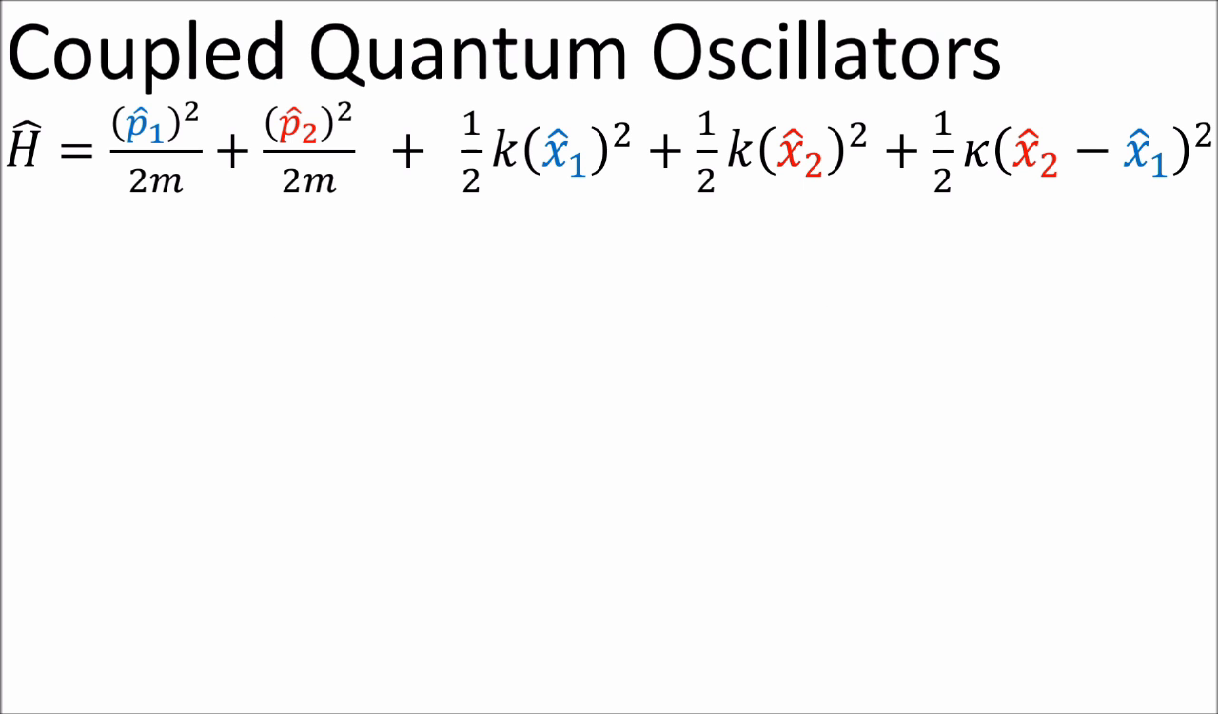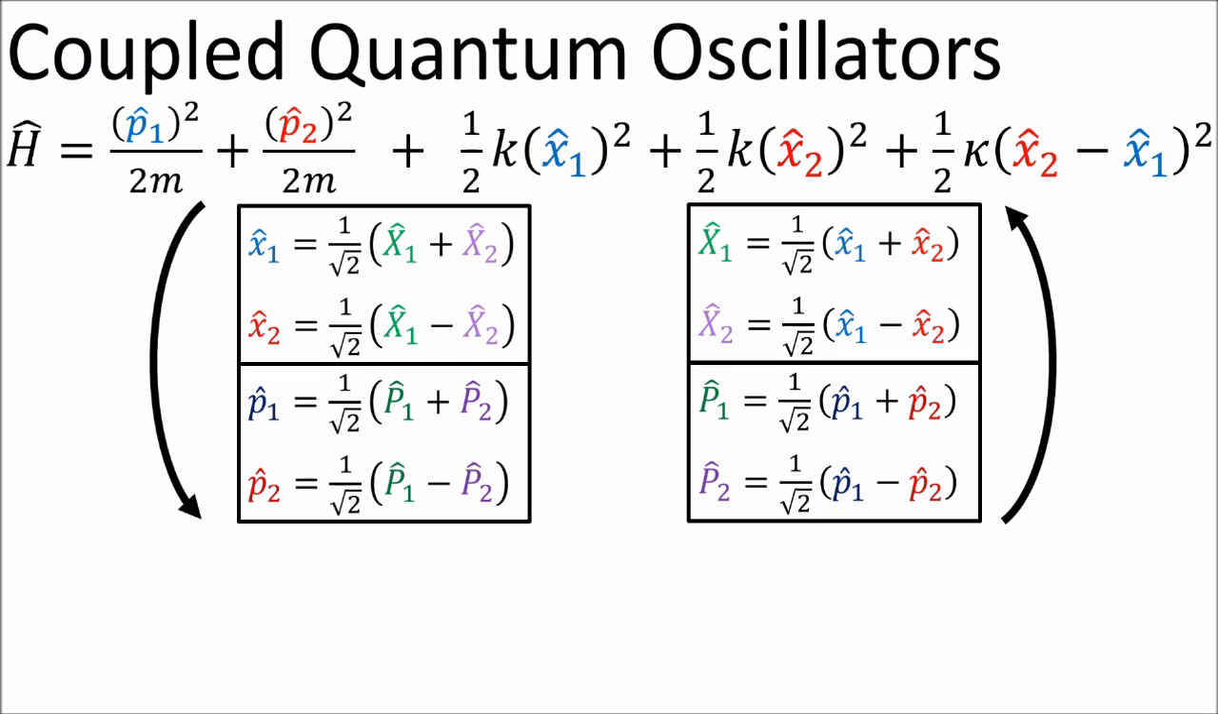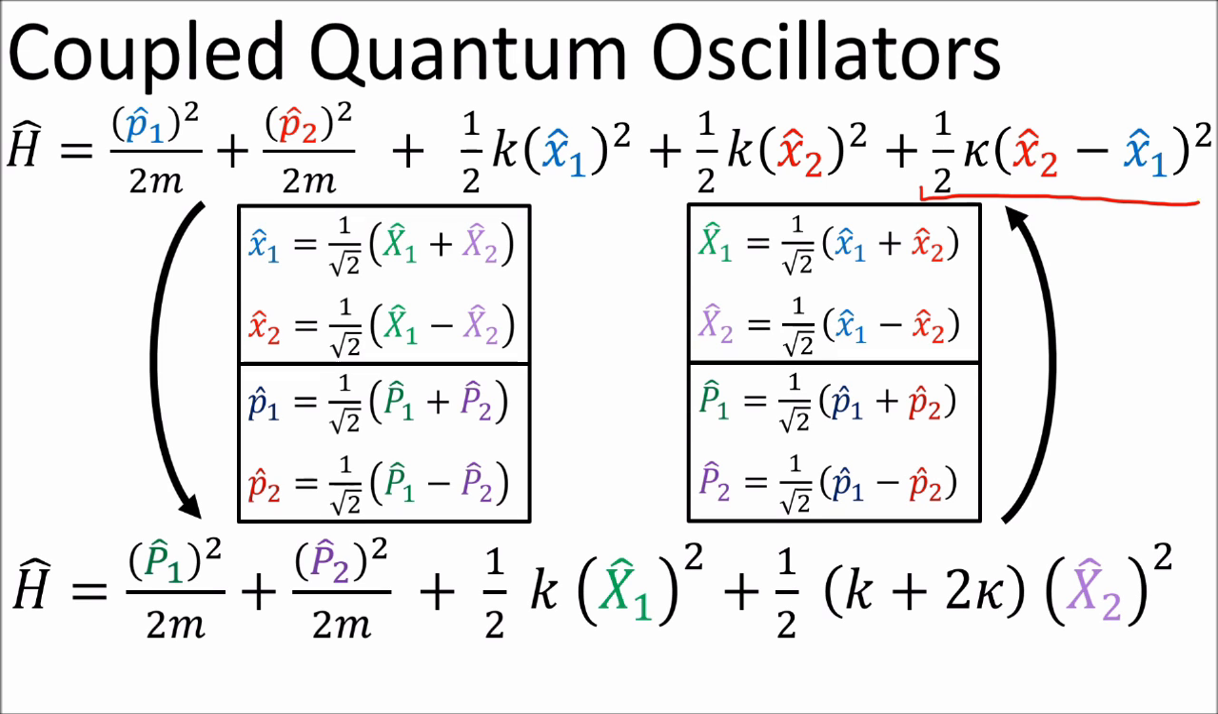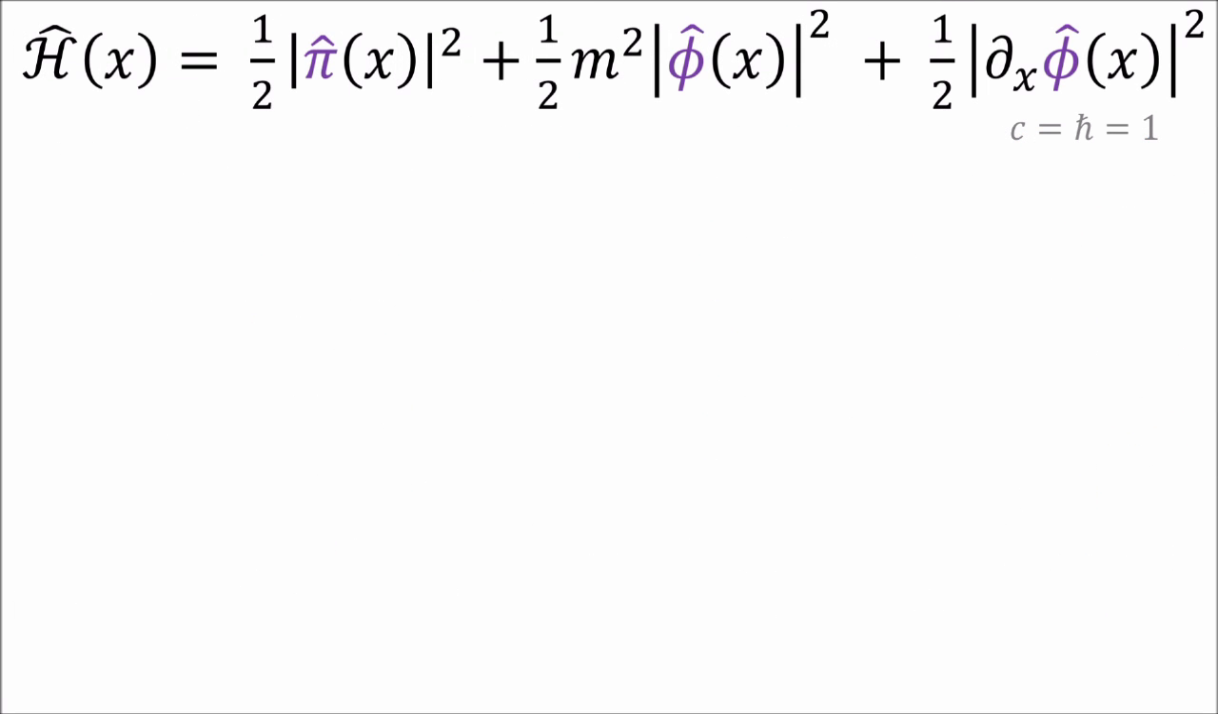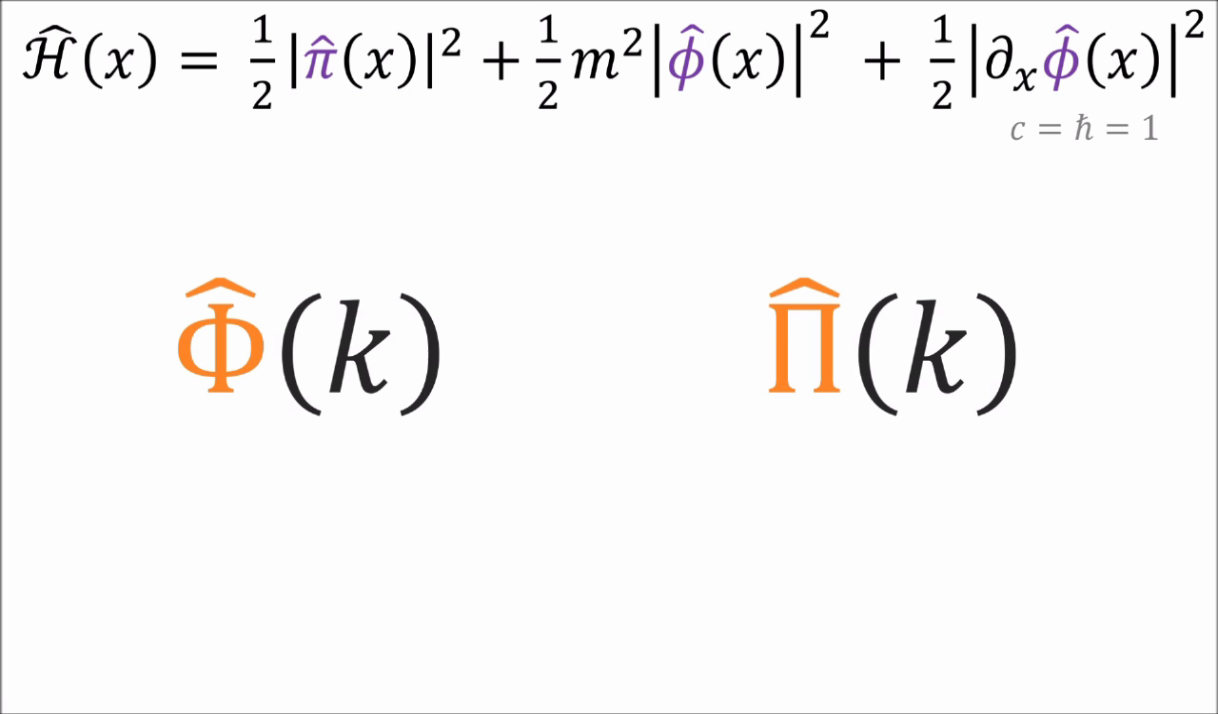So with the coupled oscillators, we liked the normal mode operators because they gave a simplified Hamiltonian and got rid of the coupling term. The same is true for the Klein-Gordon Hamiltonian density. So what we'd like to do is take small phi and pi, which are functions of position x, and replace them with big phi and pi, which are functions of normal mode wave number k.